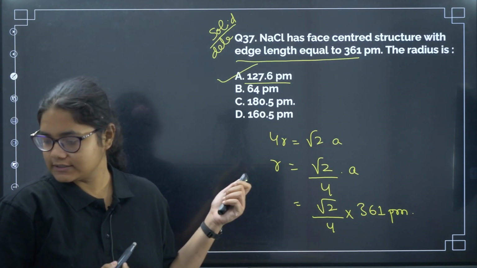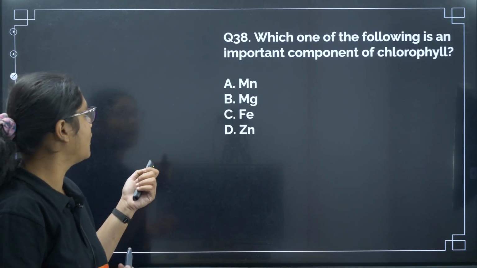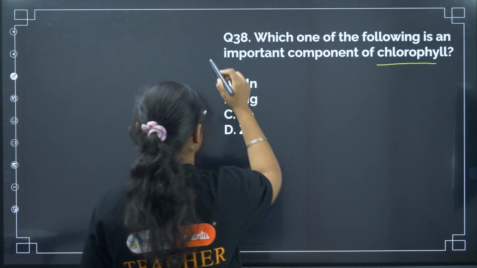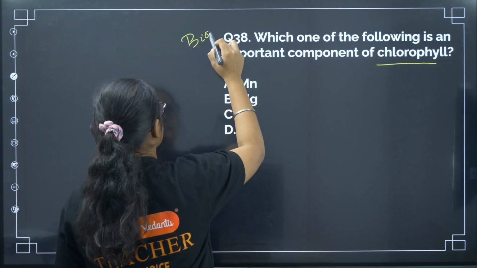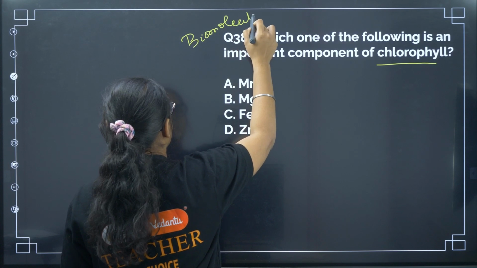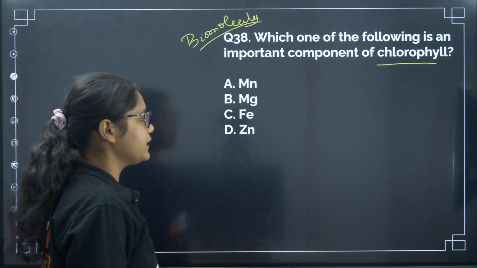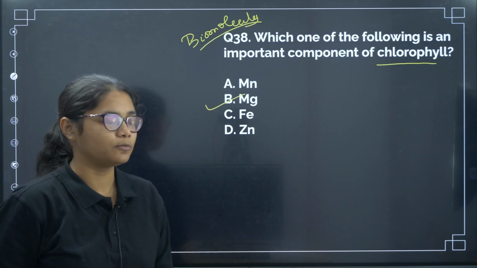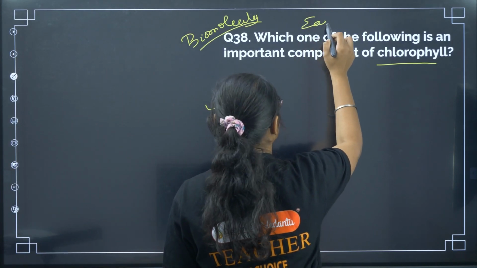Okay, now let us see the next question. Which one of the following is an important component of chlorophyll? So this question is again from your biomolecules. Okay, so chlorophyll contains an important pigment, that is magnesium. So the correct answer for this question will be option number B. This is an easy question.